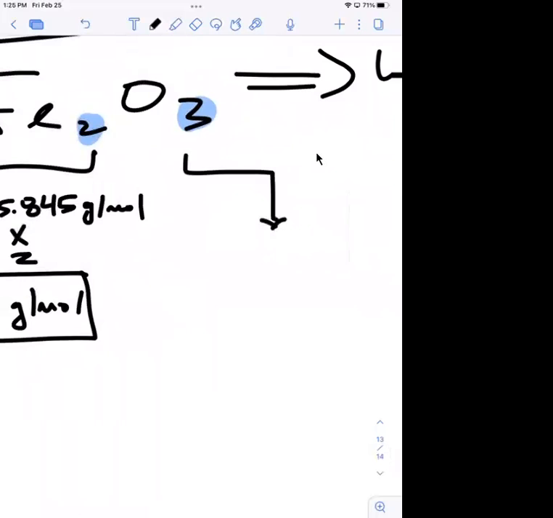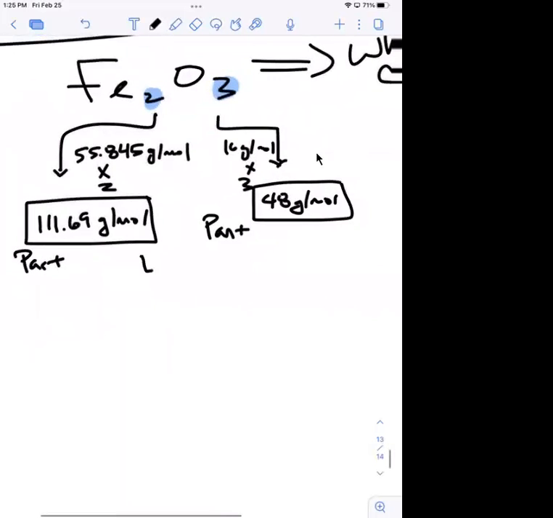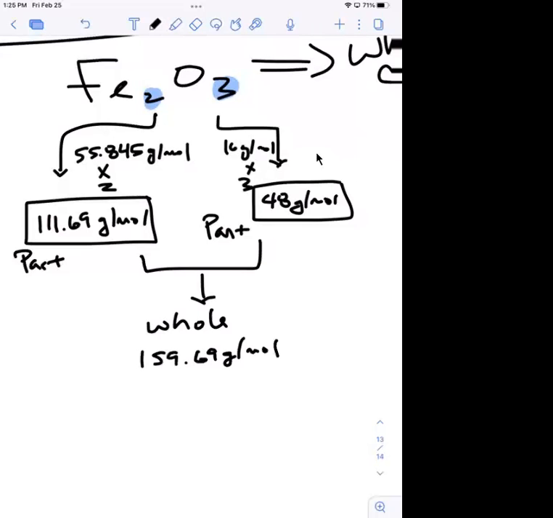What about oxygen? This is 16 grams per mole times 3, so that's going to be 48 grams per mole. That's the other part. When we sum those two up, we get the whole. Is that right? Add the two parts together to get the whole. That's how we calculate molecular weight for a compound. So the whole is going to be 159.69 grams per mole.